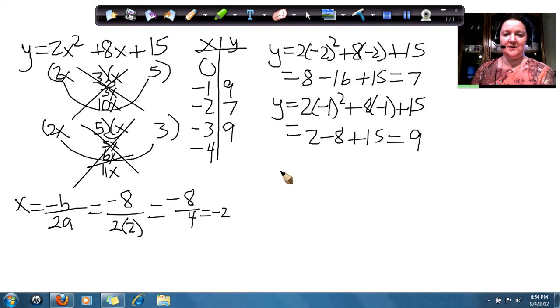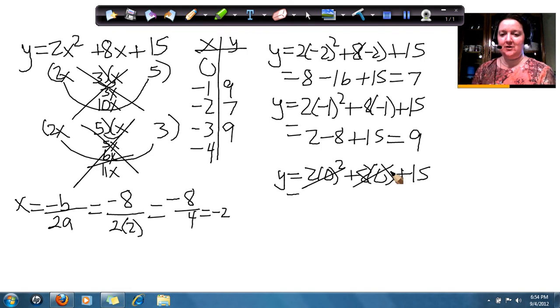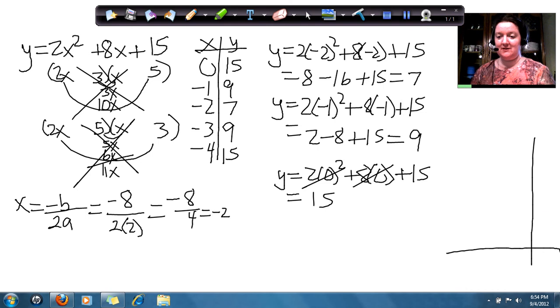And then if I plug a 0 in, 2 times 0 squared plus 8 times 0 plus 15. Well, those zeros just kind of go away, and then we're going to get 15 as our value. So if I look at this, my x's are mostly negative, and my y values are positive. So I'm going to have a graph that looks like this.